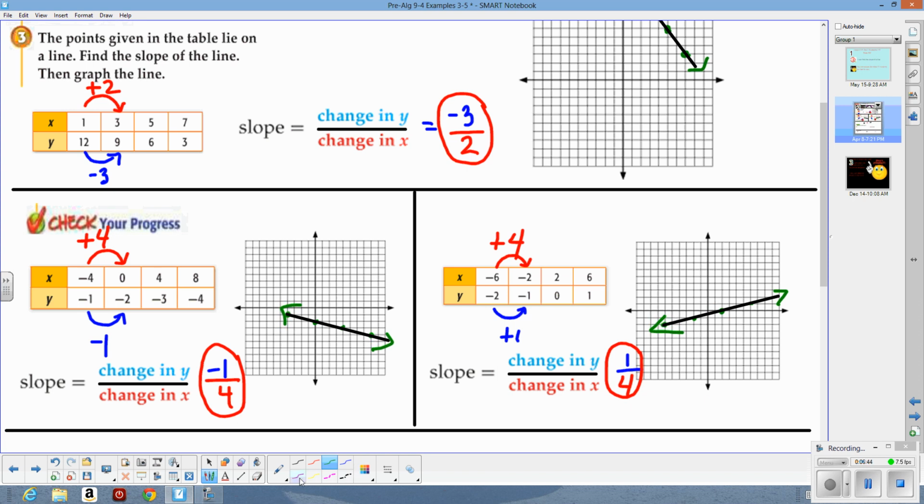I also want to just quickly point out that it doesn't matter what 2 points you use. As long as they tell you that the points in the table lie on a line, there's going to be a constant rate of change. So therefore, between any 2 points, we're going to end up with the same slope. Between here and here, change in the y from 6 to 3 is -3, and from 5 to 7 is +2, -3/2, same thing.